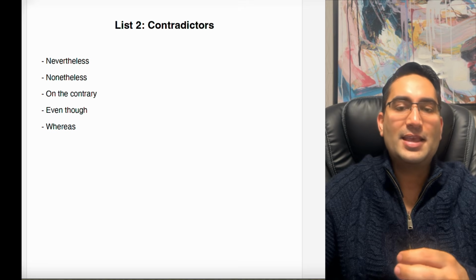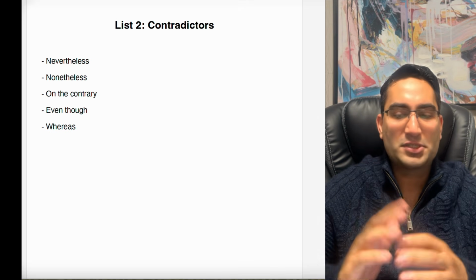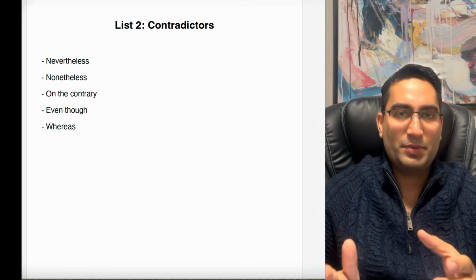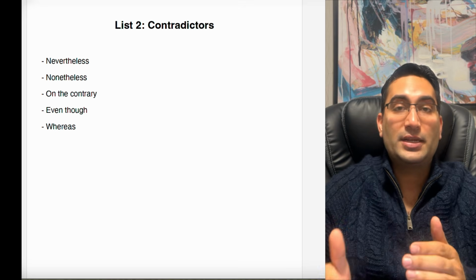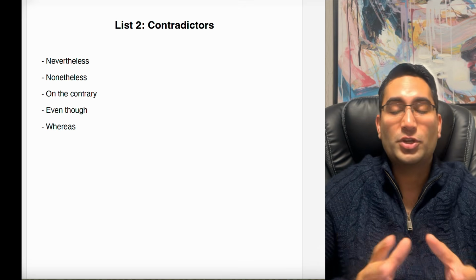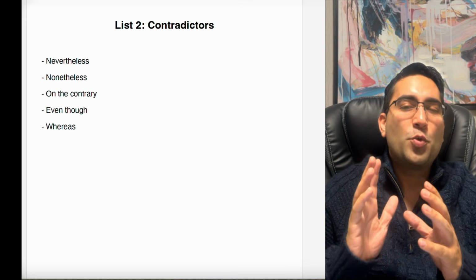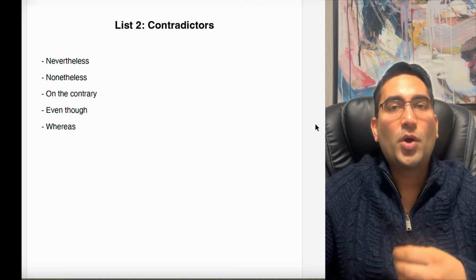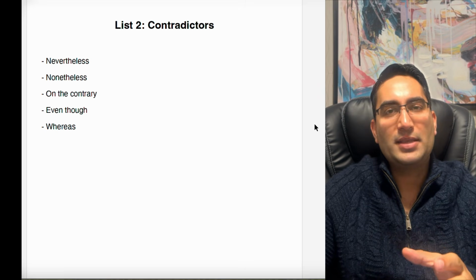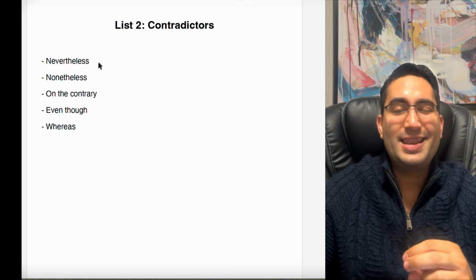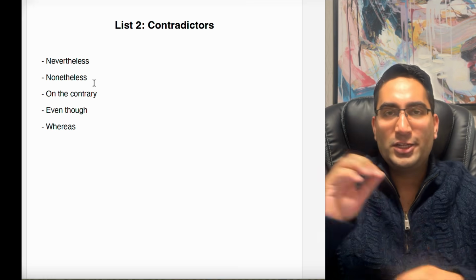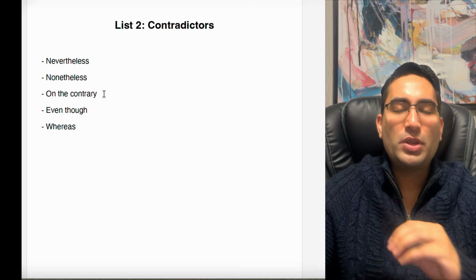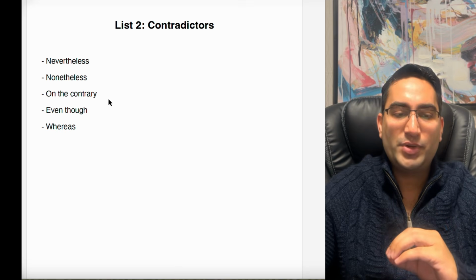Now the second list is with contradictors. Many times, in CELPIP speaking part 5 and CELPIP writing part 2, you're contradicting. You have 2 different pieces of information, or you're having some sort of debate. When you are contradicting and you say but or however, you sound extremely basic. Instead, use words like nevertheless, nonetheless. Change it up with more range, a 3-worded connector, on the contrary.